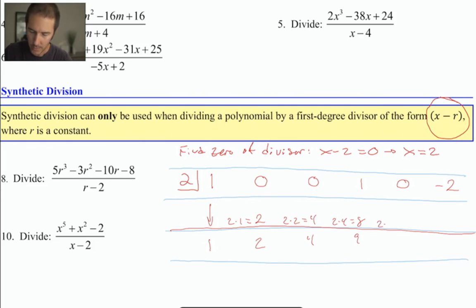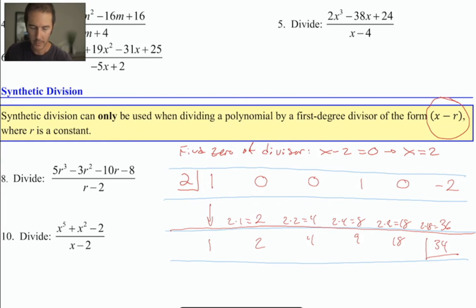Repeat. 2 times 9 equals 18. Add vertically. 0 plus 18 is 18. Repeat. 2 times 18 equals 36. Add vertically. -2 plus 36 is positive 34. The last number that you get is the remainder.